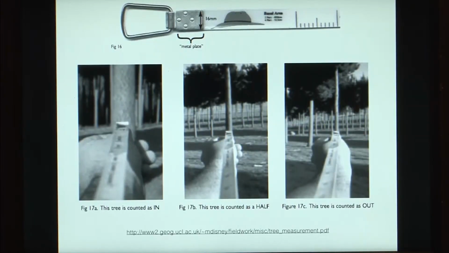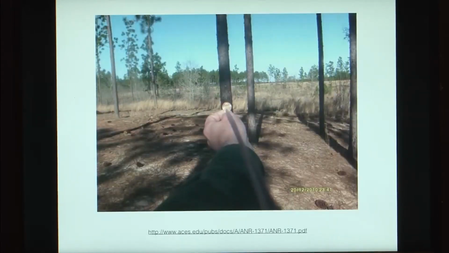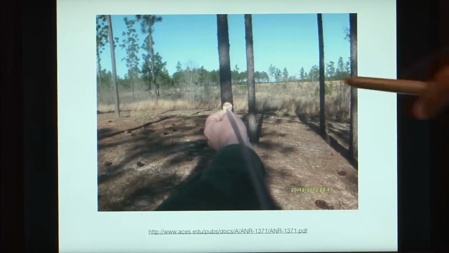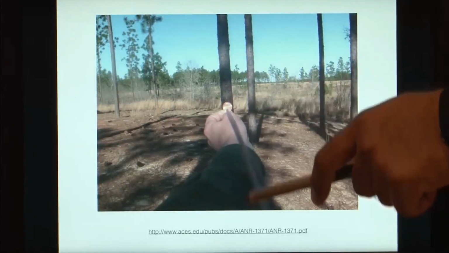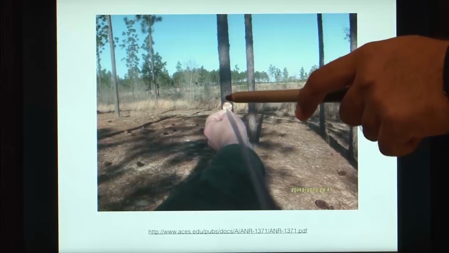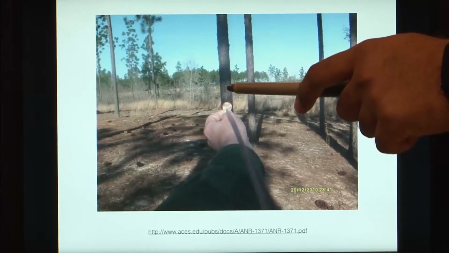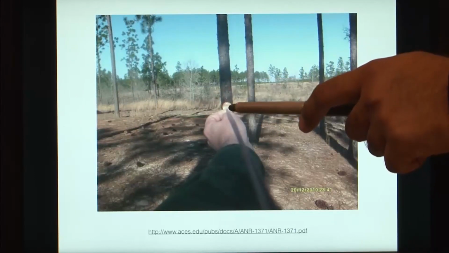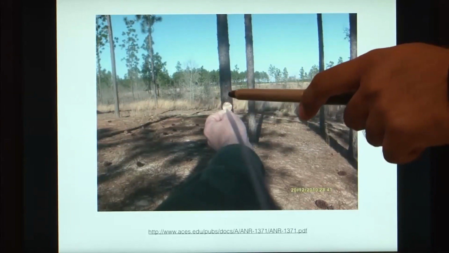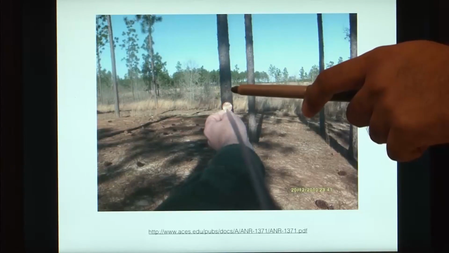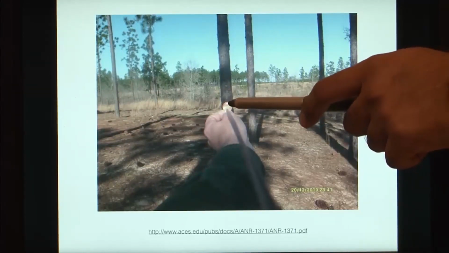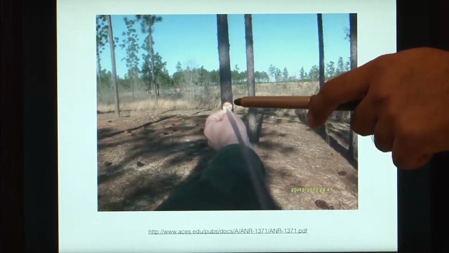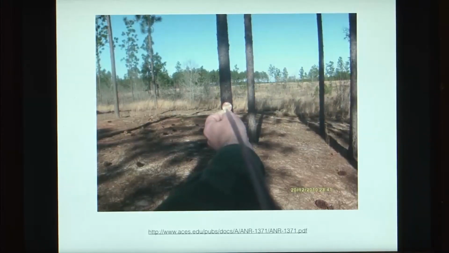Now, if you do not even have a tape, you can use a penny or any coin. If you keep it at a fixed distance, which could be your arm's length, then here is your penny. Anything that is subtending an angle greater than this penny, for instance this tree, because its width as seen from this distance is greater than the width of the penny seen from this distance, will be counted as 1. Similarly, you can have half counts or out counts.